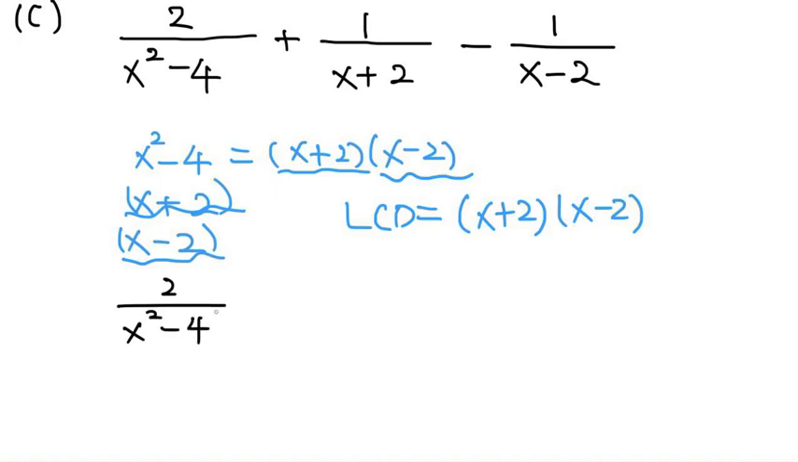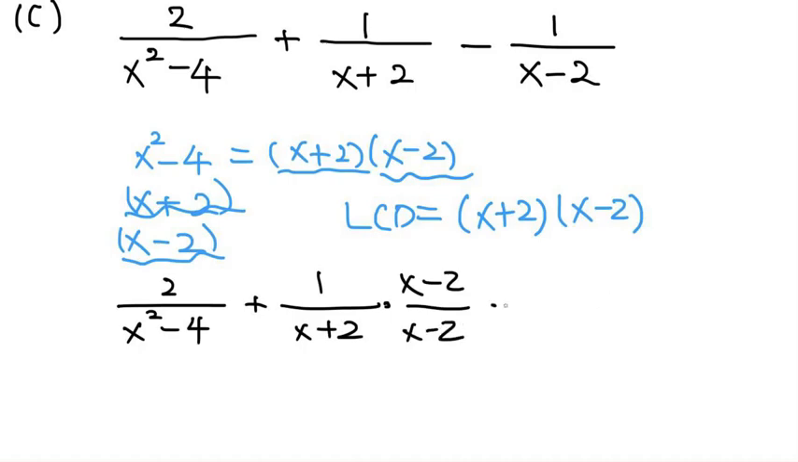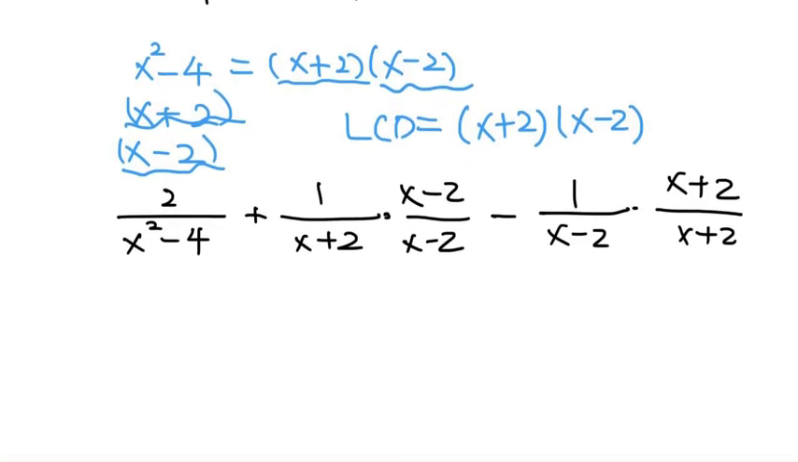The first denominator is the same as the LCD, so there's nothing to do with it. For the second one, we have x plus 2, so that's missing x minus 2. So multiply this by x minus 2 over x minus 2. Okay, the third term, 1 over x minus 2. In the denominator, we have a missing factor. X plus 2 is missing, so we multiply it by x plus 2 over x plus 2. Okay, we need more space.